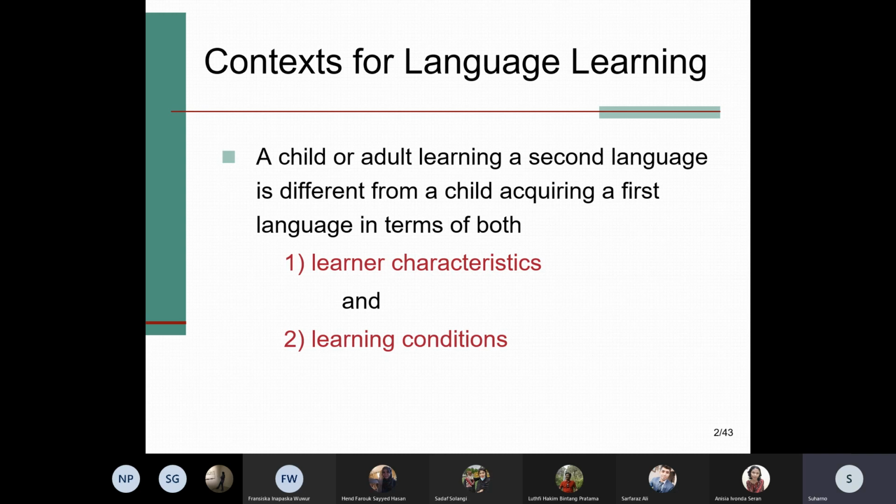But the weakness of children is they couldn't focus longer compared to adult learners. Let's say perhaps they could focus only 10-15 minutes, and then they are easily attracted by other things. That is the weakness of the children.